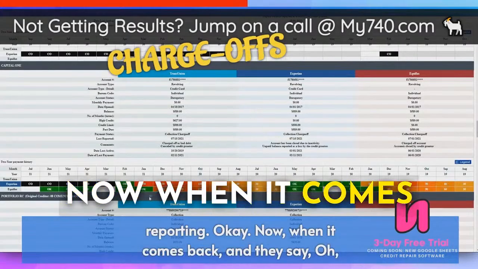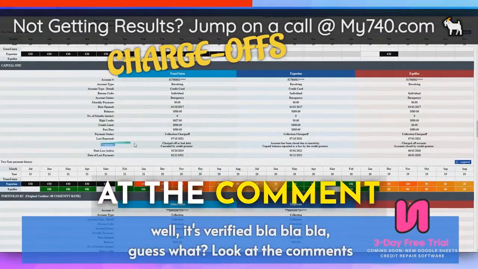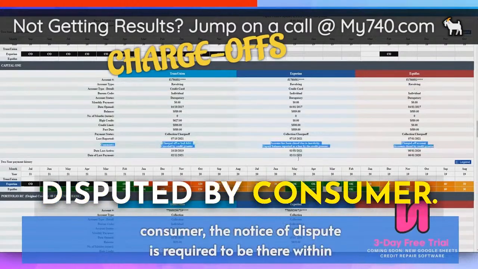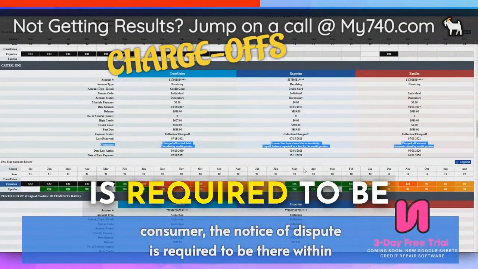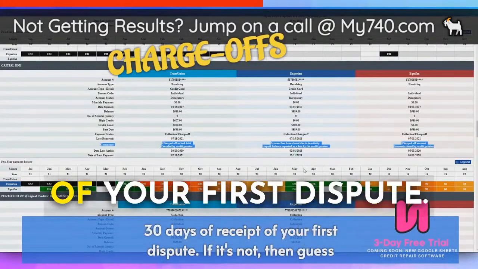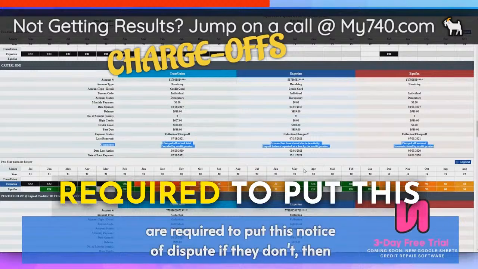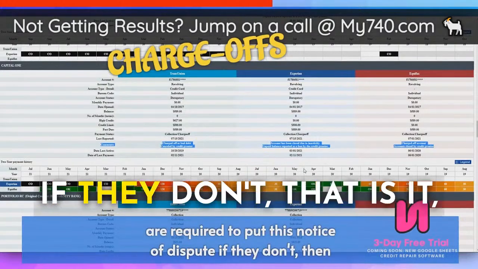Now, when it comes back and they say it's verified, look at the comment section right here. It's supposed to say disputed by consumer. The notice of dispute is required to be there within 30 days of your first dispute. If it's not, then violation. Pursuant to Section 623, they are required to put this notice of dispute. If they don't, that is it.